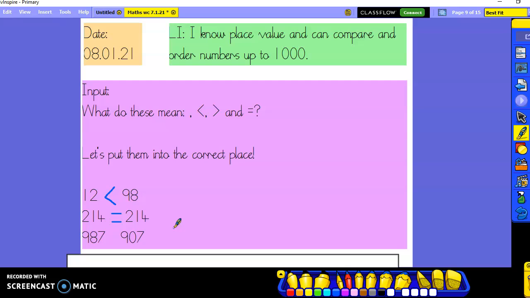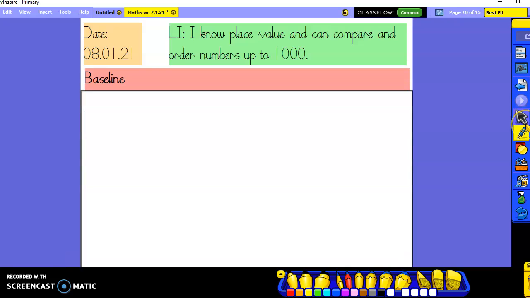And finally, our last number, 987 and 907. More than, less than? Absolutely, yes, you're right. The crocodile needs to be facing this way. 987 is more than 907. Very good. Well done.